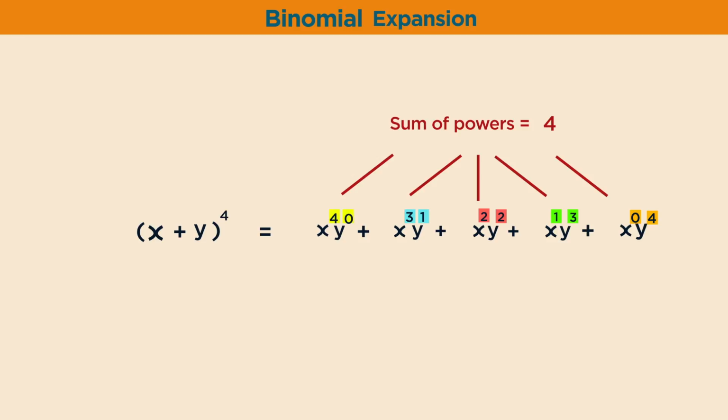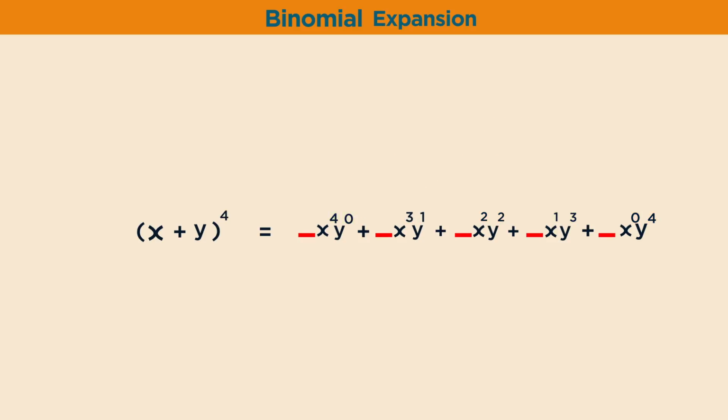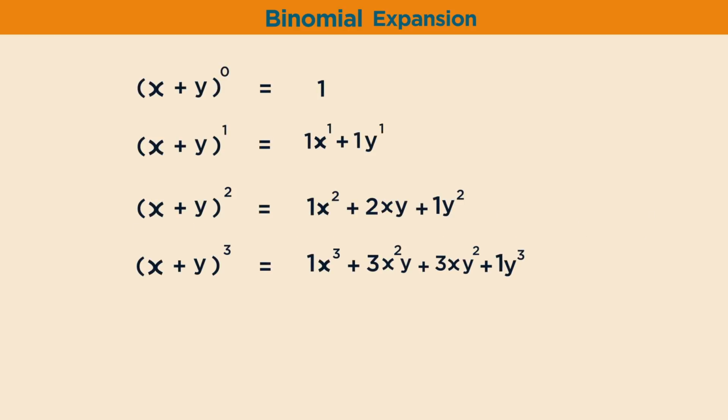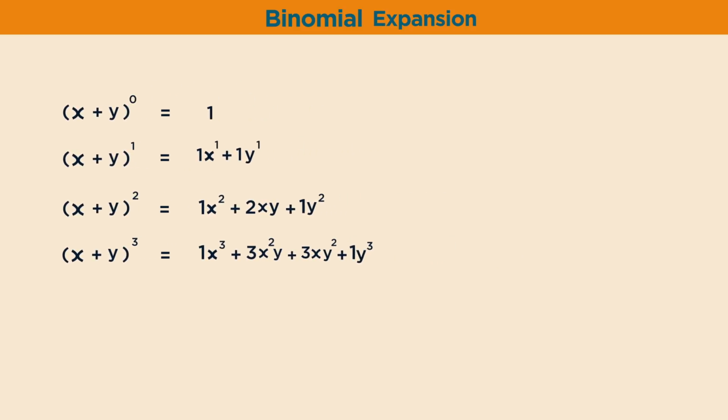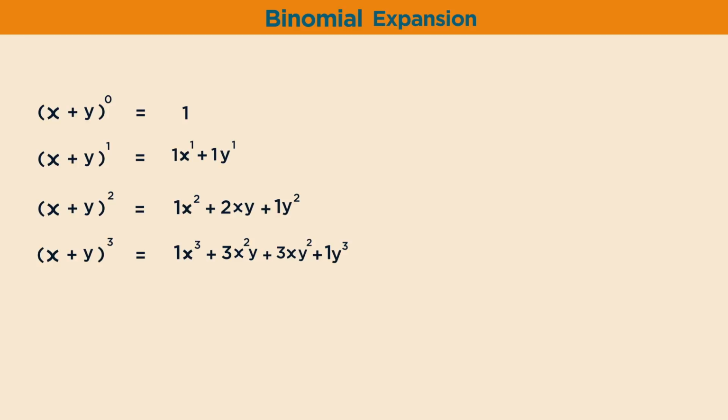But we're not done just yet. Do you realize that the coefficients of these terms are all missing? How do we obtain these coefficients? One way is to look at these binomial expansions over here again. And let's see if we can find any pattern in the way the coefficients occur.